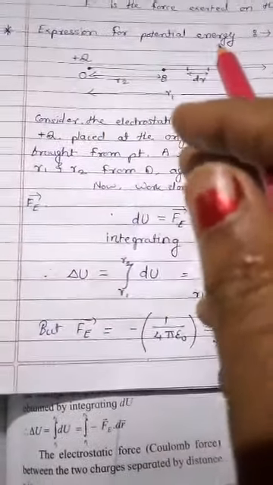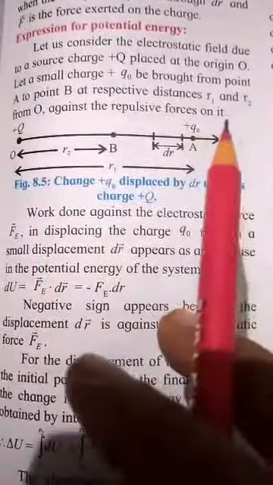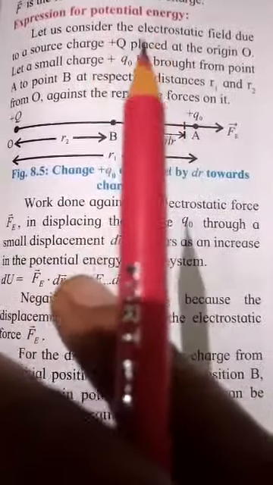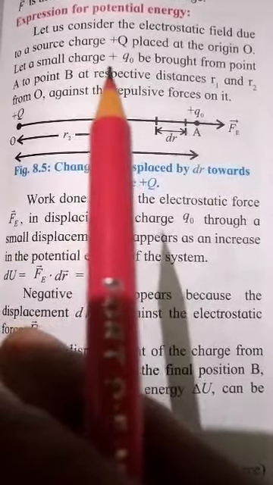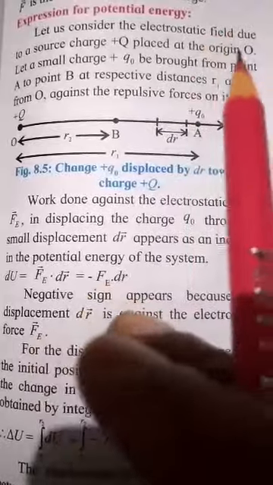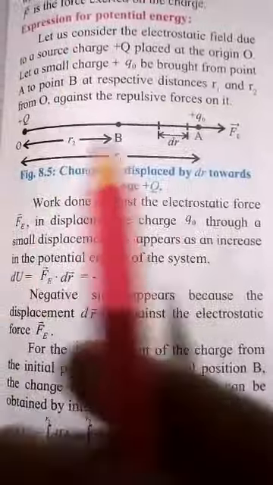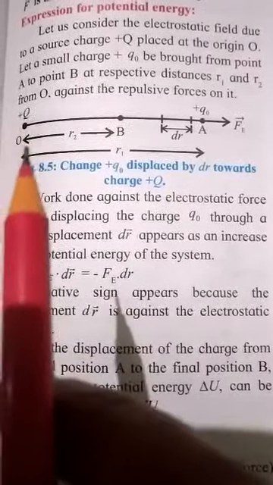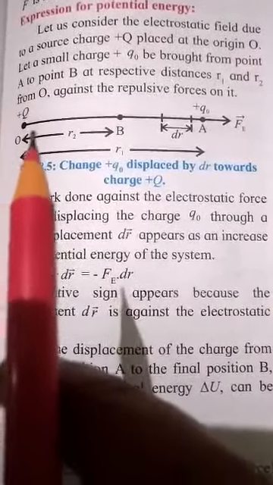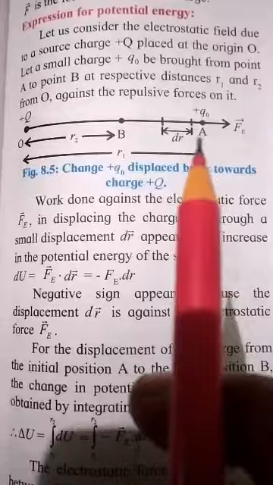Let's see our new point, the expression for potential energy. So refer to this figure. We already know the formula for potential energy, dU is equal to 1 upon 4 pi epsilon naught Q1 Q2 upon R. This is the formula, so we find this out from this expression. So let us see this figure. Here a plus Q charge is situated at a point O, and a Q0 test charge is situated at point A.